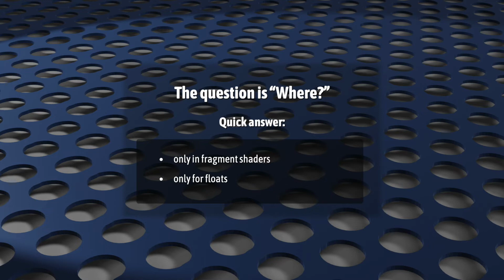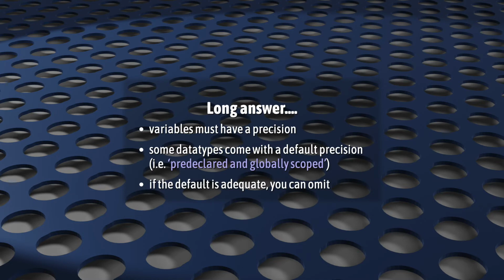And the quick answer? For the vast majority of programs, you only need to specify precision in fragment shaders and only for floats. The long answer? Basically, except for Booleans, every variable that you declare must come with a precision qualifier. But certain data types come with default qualifiers. That is, qualifiers that are pre-declared and globally scoped. For these data types, you can omit a precision level if the default level is already adequate for you.